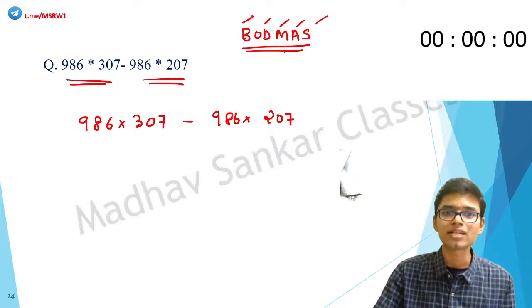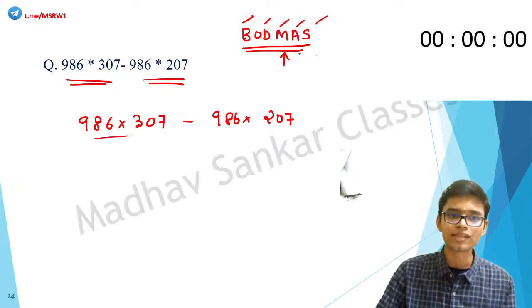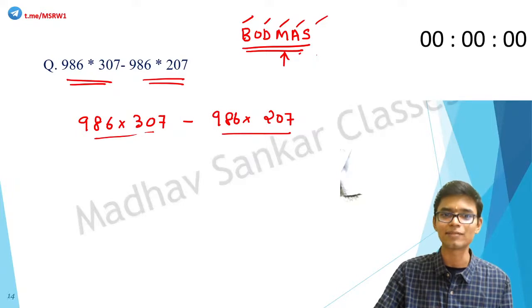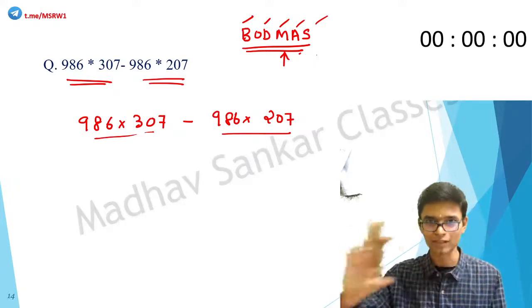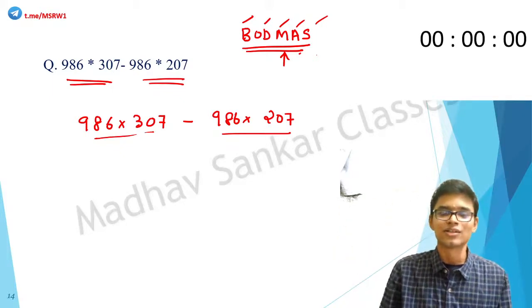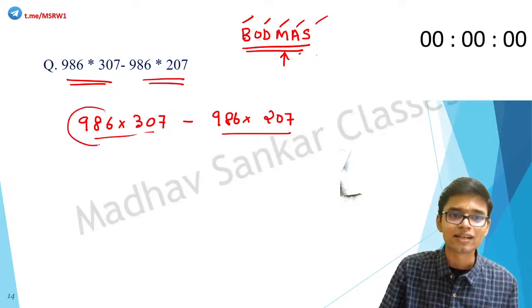So multiplication comes ahead of addition and subtraction. So we have to multiply these first, and then we have to subtract. Don't subtract this and then multiply the result with this. No, that's not the order. First, finish off all the multiplications, and then do the subtraction. So the easier way to do this is, here 986 is common.